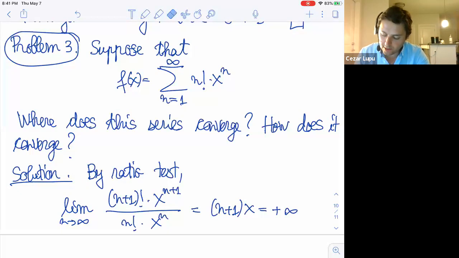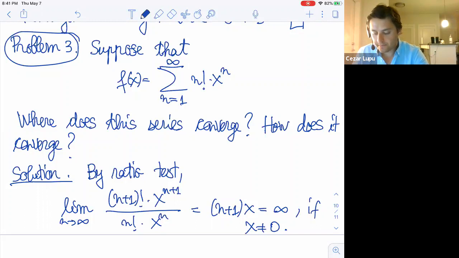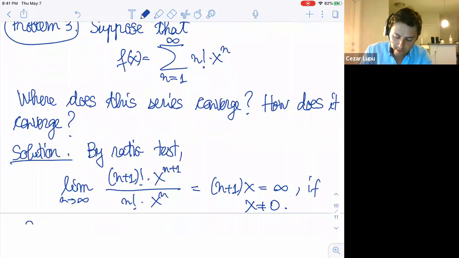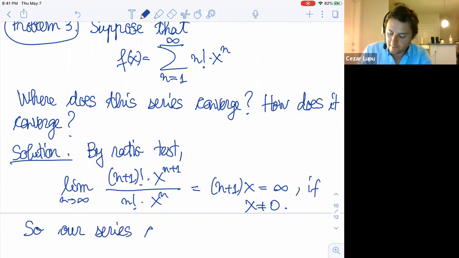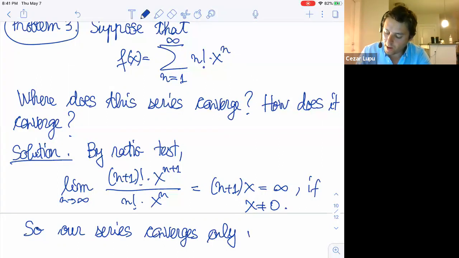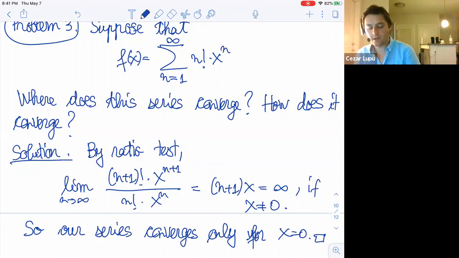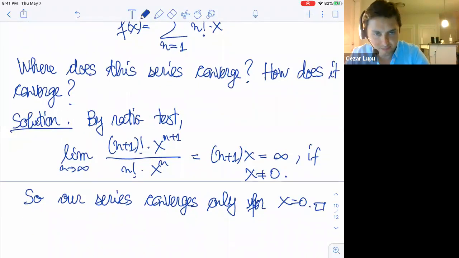When x is different than 0, this will clearly be infinity. If x is 0, in fact, we'll have 0. So our series converges only for x equals 0. That's it. Okay, that was the problem.